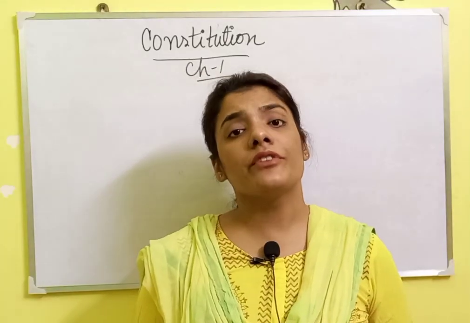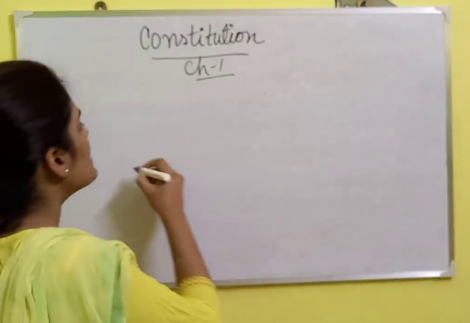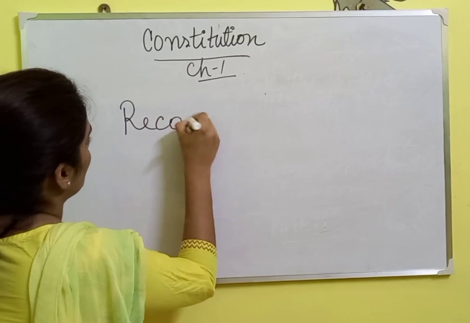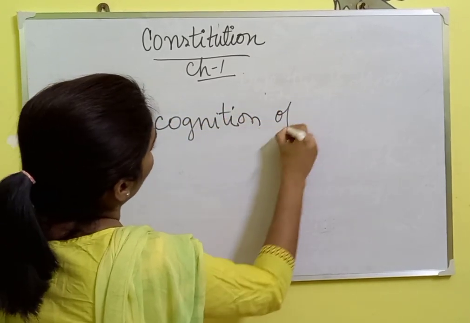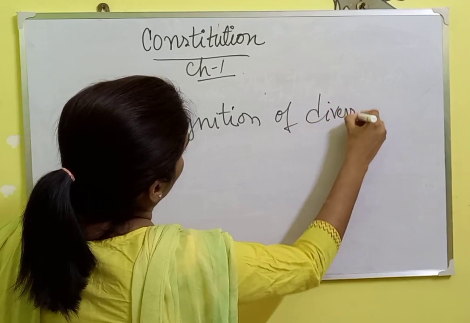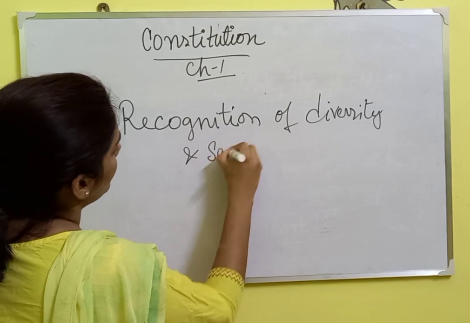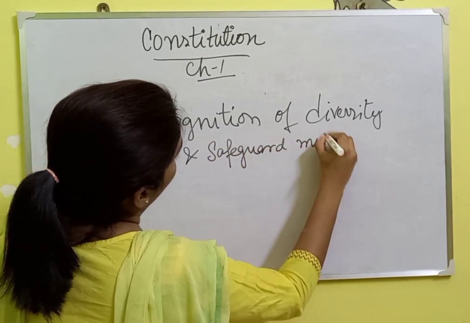The third core provision of the Indian Constitution is recognition of diversity and safeguarding of minority rights.